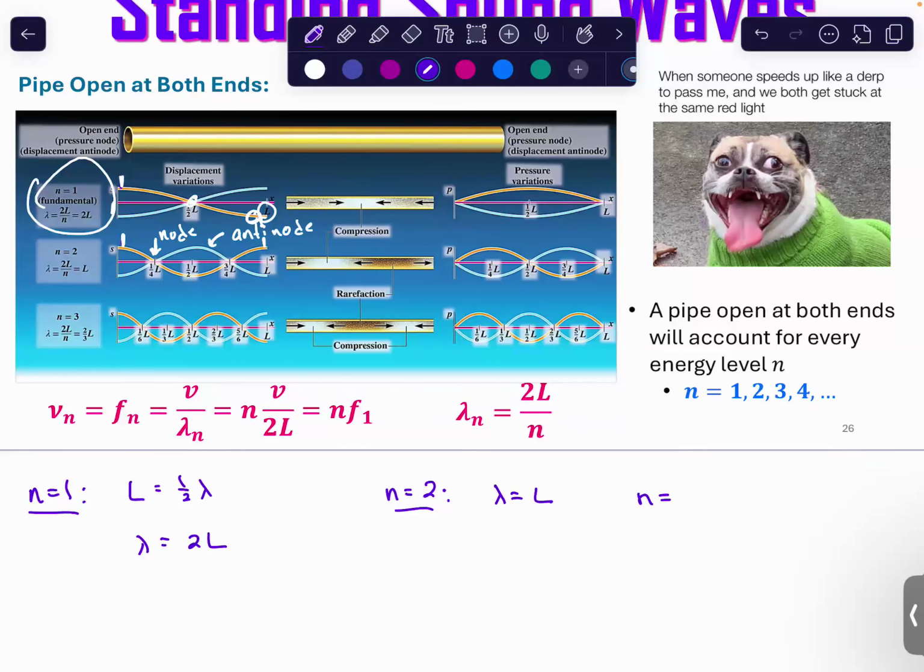N equals 3. So we're going to look at, there's a full wavelength, and we end up back on the bottom. How many wavelengths? 1.5. So your L would be 3/2 lambda, which means that your wavelength is going to be 2/3 of the length L. And you notice how these waves are getting more and more compacted as you go up in energy levels.